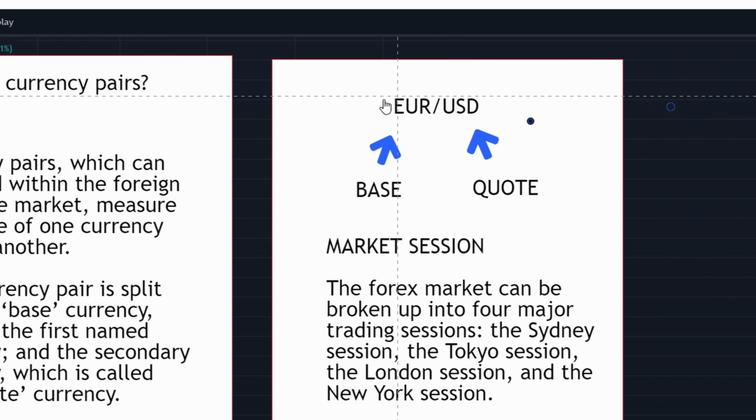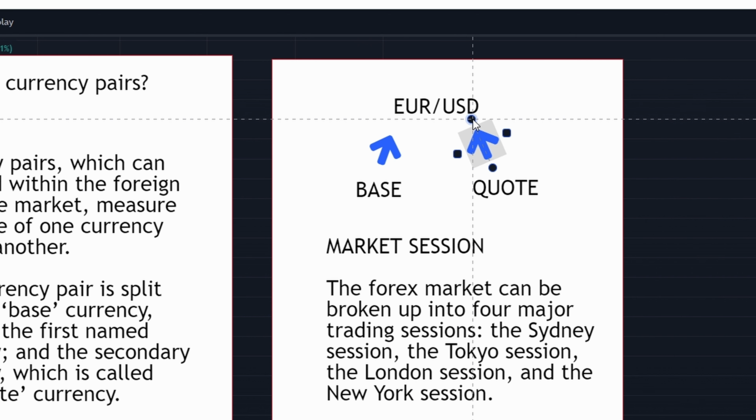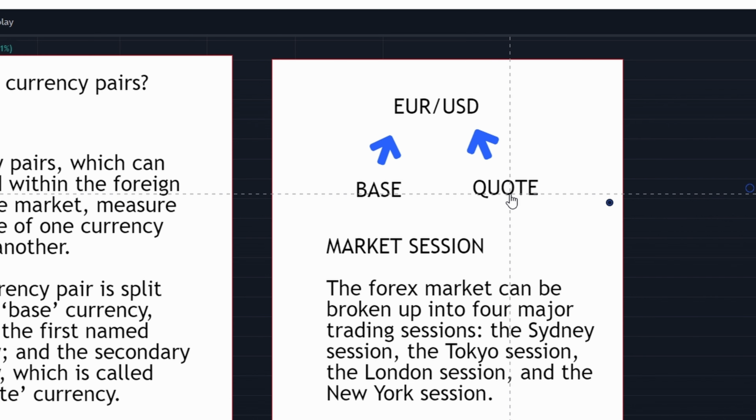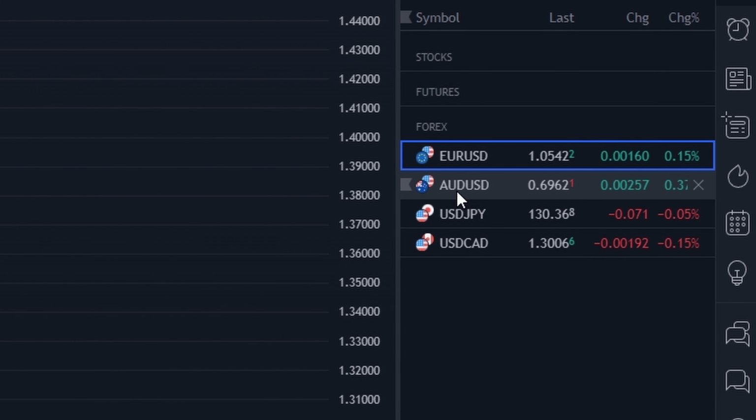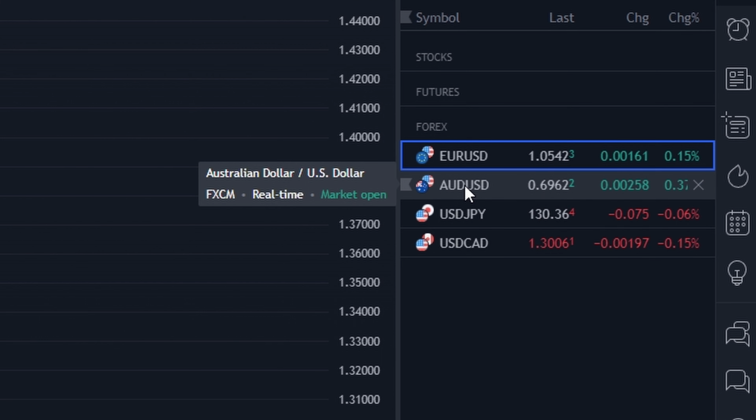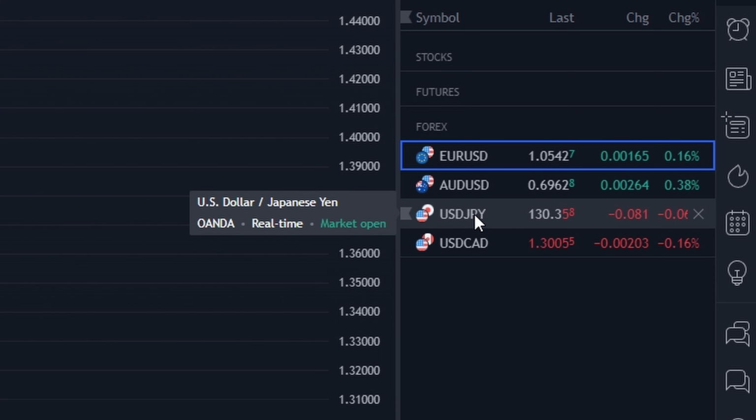So the first currency on the left side is called the base currency, okay? And the second currency on the right is called the quote currency, and it's gonna be the same for every single pair. So for example, over here on the right, I have the Australian dollar versus the US dollar, right? So the base currency in this pair is the Australian dollar, and the quote is the US dollar, okay? And we have the USD JPY, so the US dollar versus the Japanese yen, okay? In this case, the US dollar is the base, and the Japanese yen is the quote.